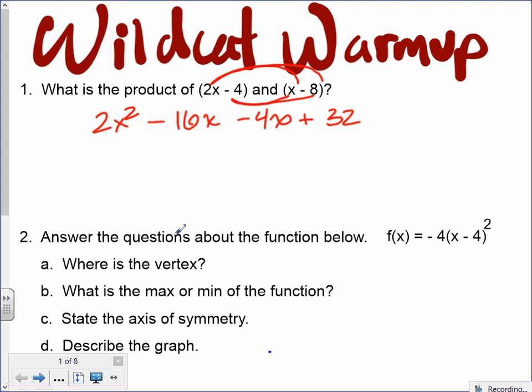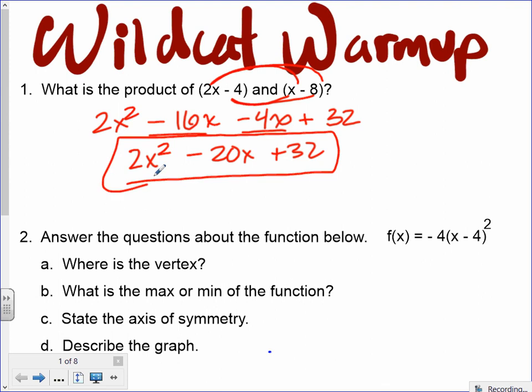Talia? We're gonna have 2x squared. We're gonna have minus 12x, plus 32. If the signs are the same, add them and keep the sign. Done. Keyword product means multiply.